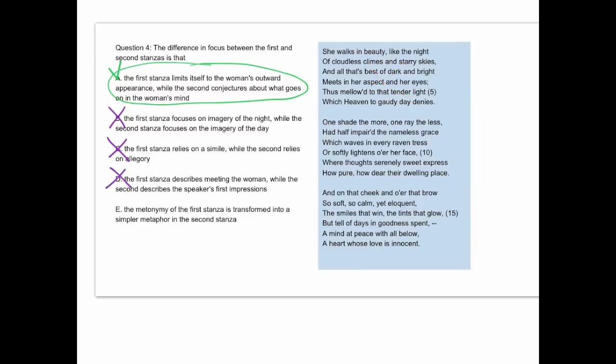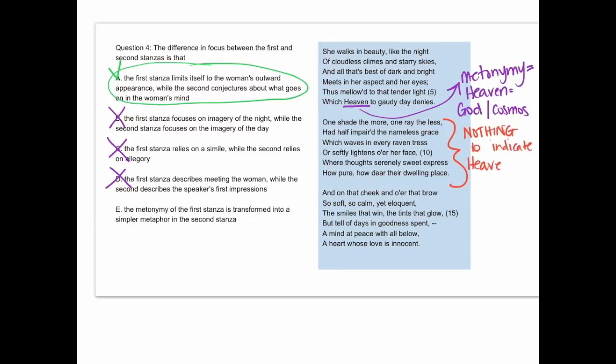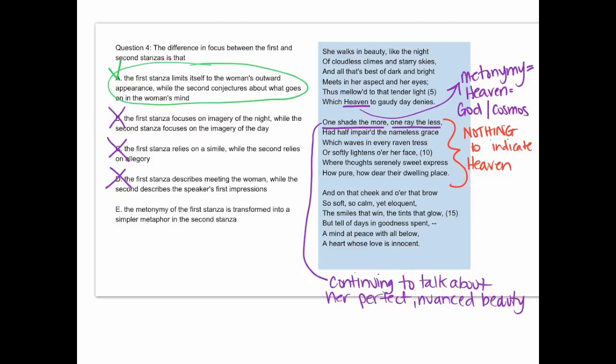E, the metonymy of the first stanza is transformed into a simpler metaphor in the second stanza. There is metonymy in the first stanza. Heaven here is used to refer to God or the cosmos or some larger authority which could deny tender light to gaudy day. However, we don't have that metonymy transferred into a simpler metaphor in the second stanza. The speaker doesn't mention anything that indicates the heaven at all in the second stanza. Instead, he starts the second stanza by carrying on with his thought that her night-like, nuanced beauty is perfect. If there were one shade more or one ray less, it would not be so perfect.